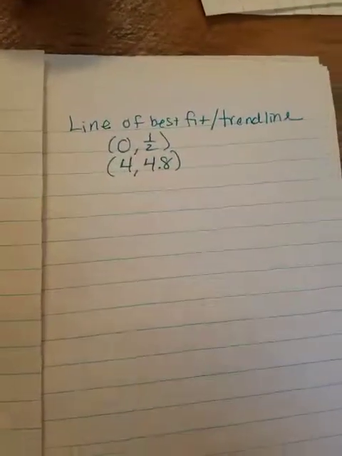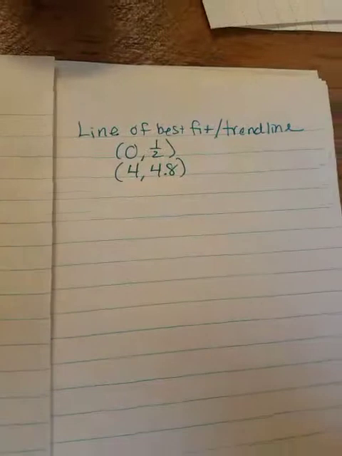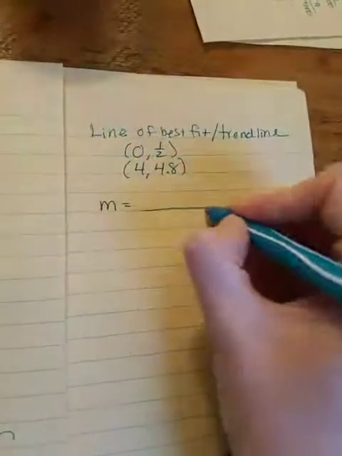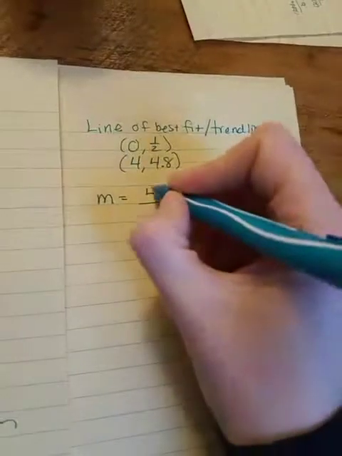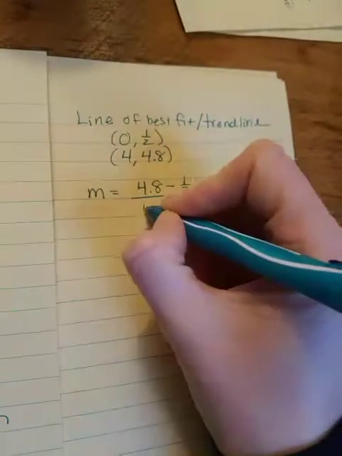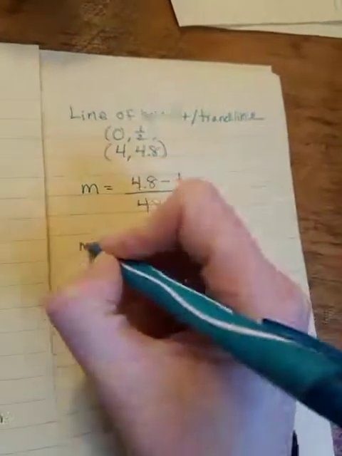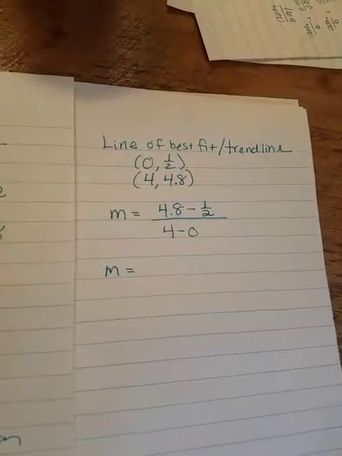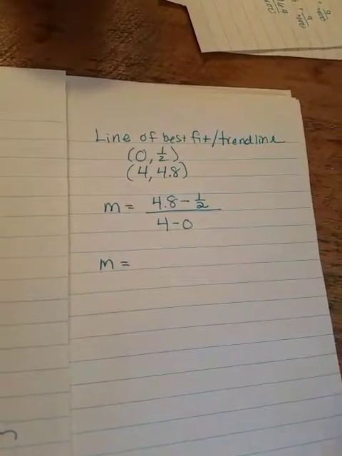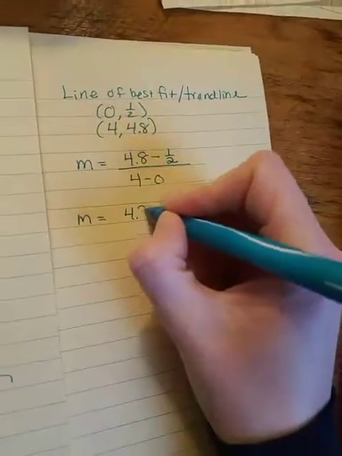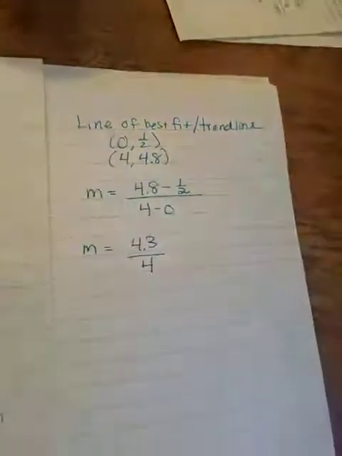So again, you have to pick 2 points. Why? Remember, guys, you need 2 points to make a line. So what do you need first? The slope. And I didn't give you very nice numbers here. So we've been doing this for a while now. 4.8 minus 1/2 divided by 4 minus 0. Well, 4.8 minus 1/2, that's going to give you what? I wish you guys were here to answer. 4.3. And that's divided by 4.